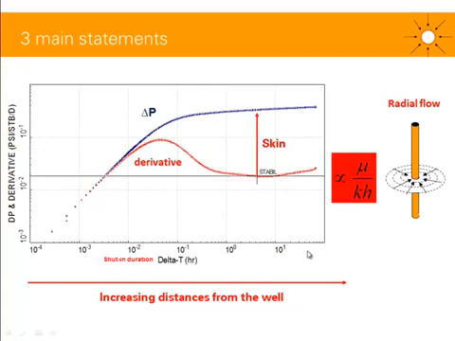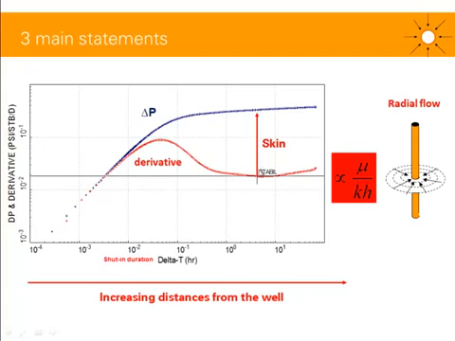And at large delta T, you're looking even further away from the well, and what you might expect is boundaries. And a boundary will be represented by an increase in your derivative at late time. Okay, so just a quick recap, three main statements. A stabilization on your derivative could be indicative of radial flow regime in the horizontal plane. The level of the stabilization is inversely proportional to kh, permeability times net thickness.